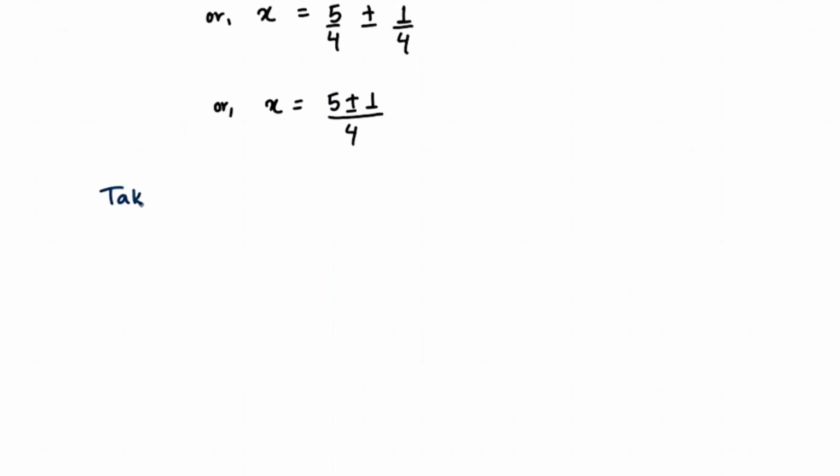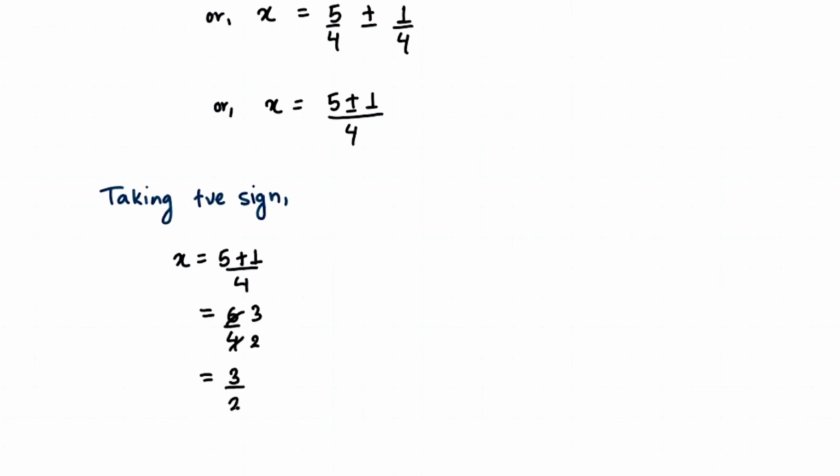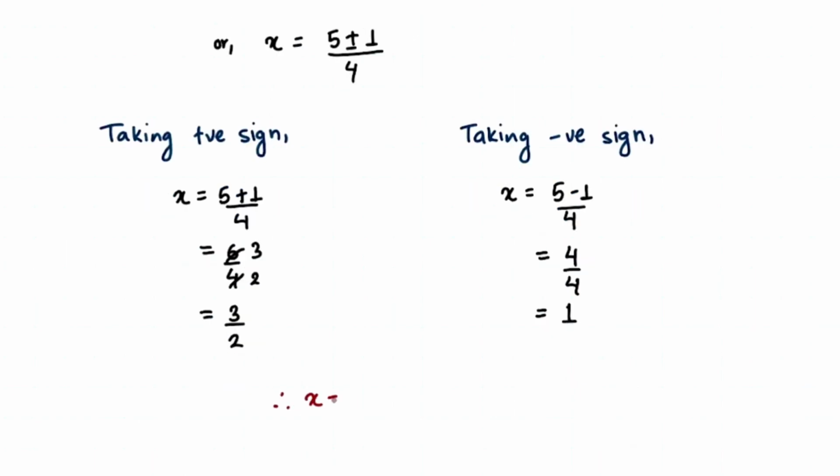Now again, we need to take the positive and negative sign. So taking positive sign, we have x equals 5 plus 1 by 4, which is 6 by 4, which is 2 times 3 is 6, 2 times 2 is 4, so 3 by 2. Similarly, taking negative sign, we have x equals 5 minus 1 by 4, which is equal to 4 by 4, which is equal to 1. And we have our two values of x, which is 3 divided by 2 and 1, and done. This is how you can use the completing square method to solve any quadratic equations.